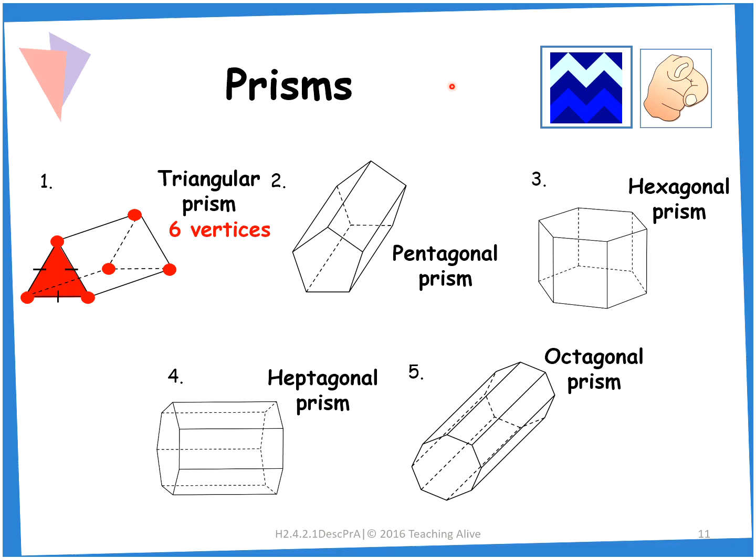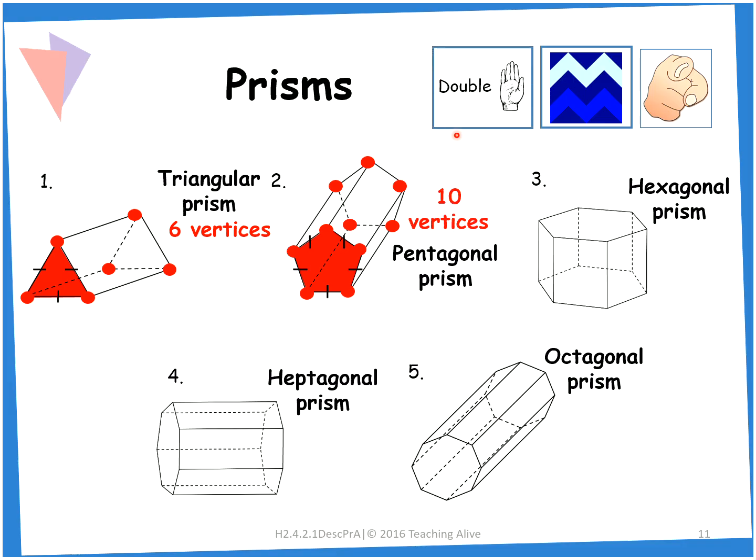This is the same pattern for the other prisms. If we look at the pentagonal prism with 5 vertices on the front face, this is the same as the front face shape sides. There's a pentagon on the front, and that's got 5 sides. So we've got 5, but we need to remember our back face vertices. So we've got 5, and we can double 5 to give 10 vertices.